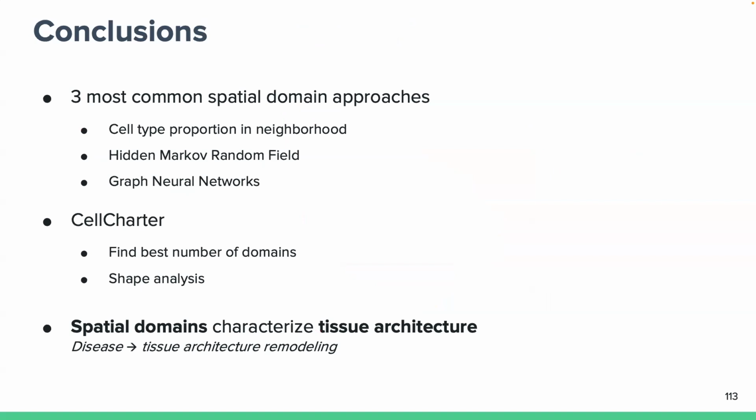And so to conclude, today I wanted to give a brief overview of what spatial domains are, the different approaches that one could use to identify domains, and then in particular CellCharter, the approach we used to find the best number of clusters, and the analysis of the shape of those domains. But in general, I wanted to show how domains can be used to characterize the tissue architecture of samples, and also to understand how this tissue architecture gets remodeled with the emergence and evolution of diseases.